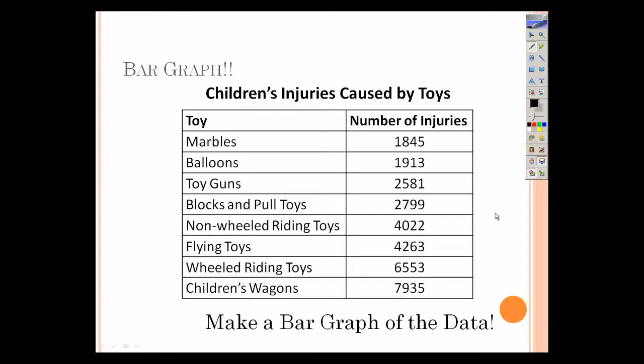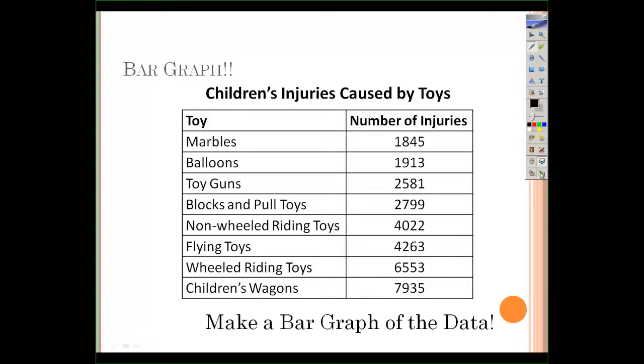And so now, let's just make our own bar graph. It says, children's injuries caused by toys. And as you can see, all the toys are listed on the side, and then the number of injuries are on the right-hand column. So it says make a bar graph of the data. Now, I'm going to really have to squish my bar in here. I want you to go ahead and have it really clear on your paper exactly what your bar graph has.